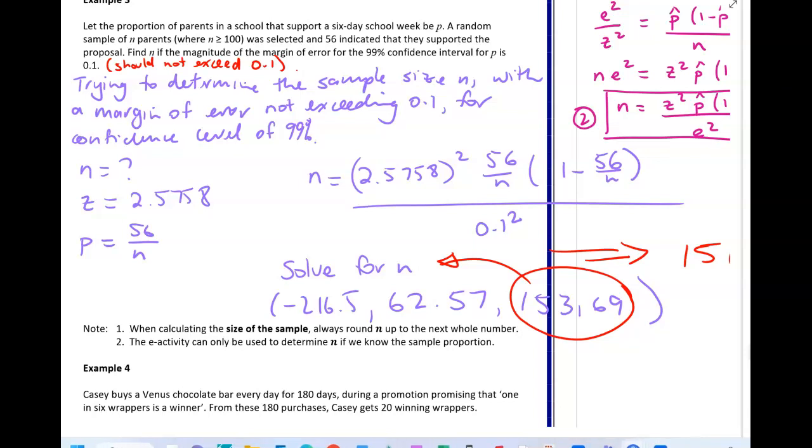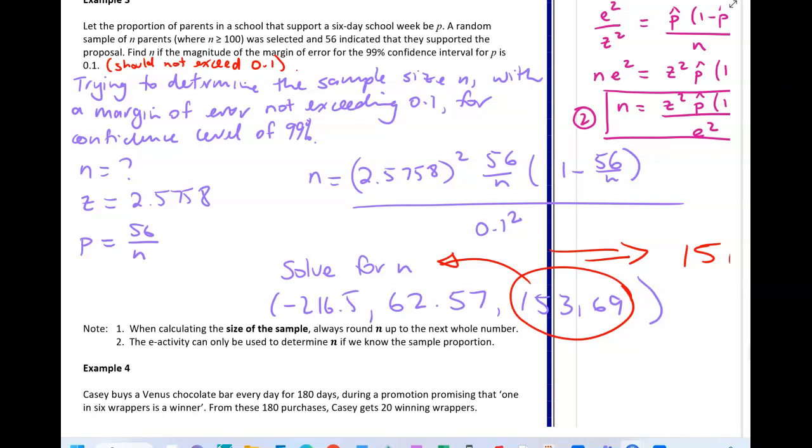Why do we want to round n up? To make sure we don't exceed a particular given margin of error. What do we know about n? The higher n is, what happens to your confidence interval? The width decreases. So by rounding n up, always, we'll have a slightly lower width, which means a slightly lower error. Or we're not going to exceed.